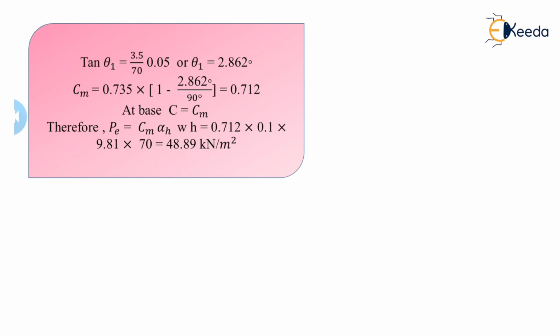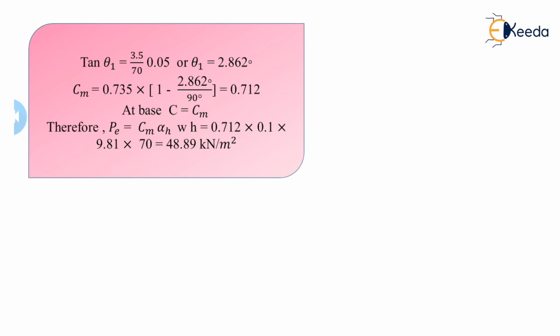Just to recall that formula once again. Substitute the value, that is 0.735 multiplied by 1 minus Cm upon 90. The theta value will be 2.862. So the Cm value finally we will get is 0.712.